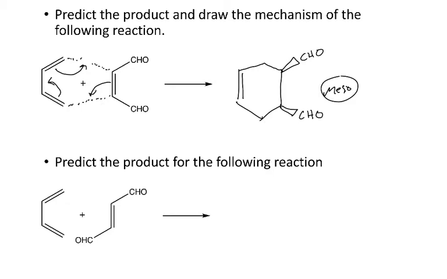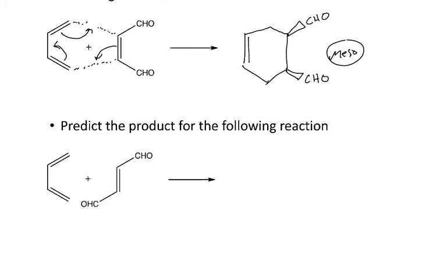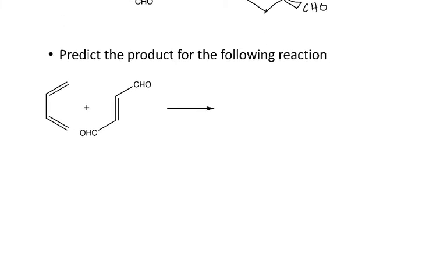Okay, so let's look at the same type of thing, only now our dienophile was trans. Now, we don't need to draw the mechanism again. It's basically going to be the same thing as the last one. The difference is when we draw our product now, because our alkene was trans, our cyclic hexene must also be trans.